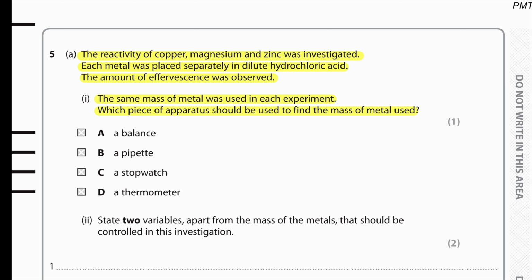To find a mass, we will definitely use a balance. So it can be a weighing scale or a top pan balance. Here the answer is balance. Now let's see why the other options are not correct.